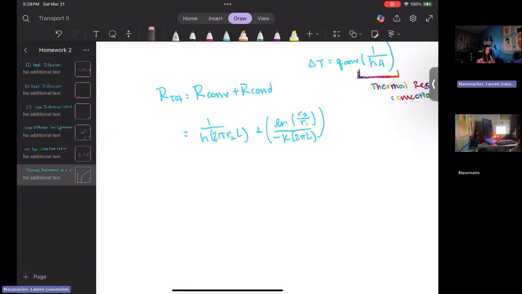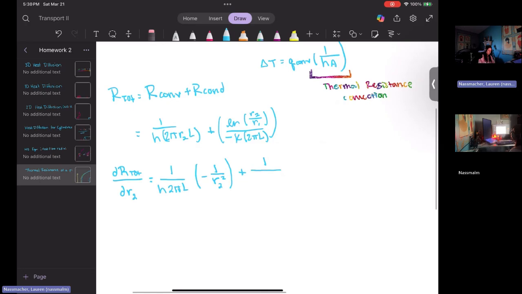Taking the derivative of this equation with respect to the second radius, we find that the derivative of our total resistance with respect to our second radius is equal to 1 over our coefficient multiplied by 2 pi L times negative 1 over r2 squared. Then added to this, we have 1 over our thermal conductivity multiplied by 2 pi length times r1, times 1 over radius 2 times 1 over radius 1.